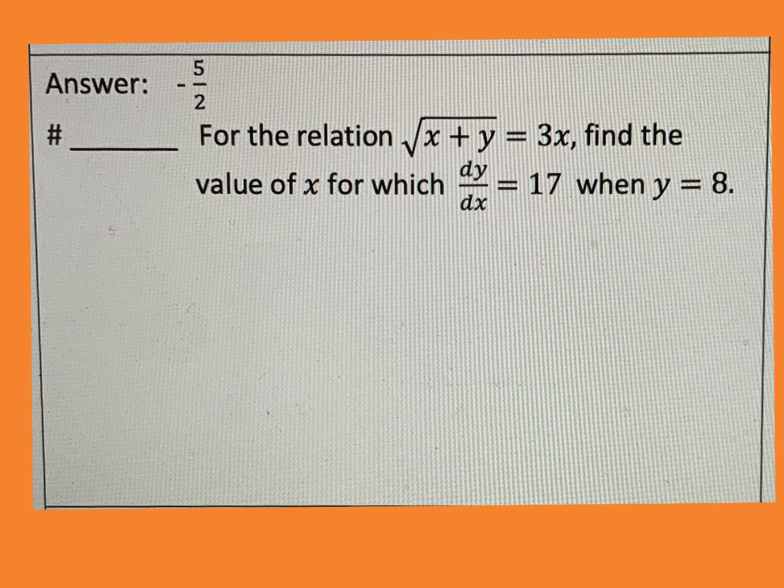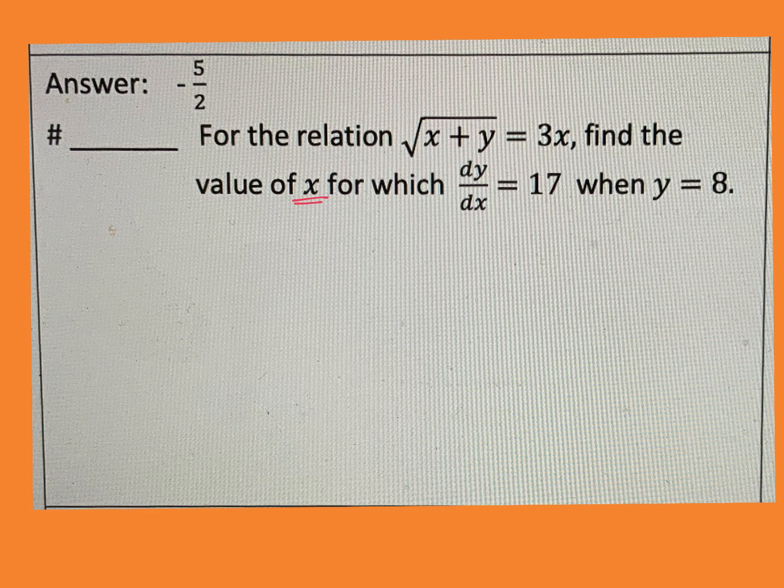For this relation, find the value of x for which dy/dx is equal to 17 when y is equal to 8. So they're giving me dy/dx, they're giving me y, but I have to solve for what? X. So it's a little bit backwards from what we're used to, and that's okay. All right? And so now we're going to get working.